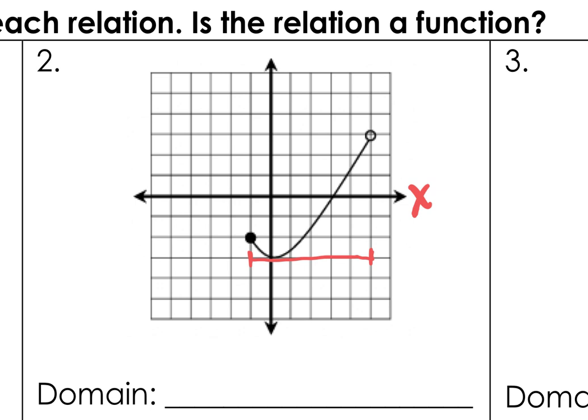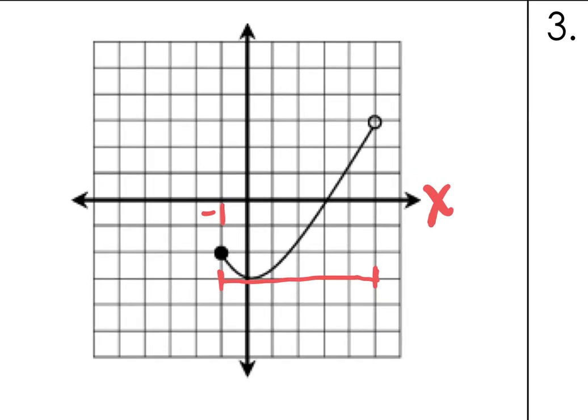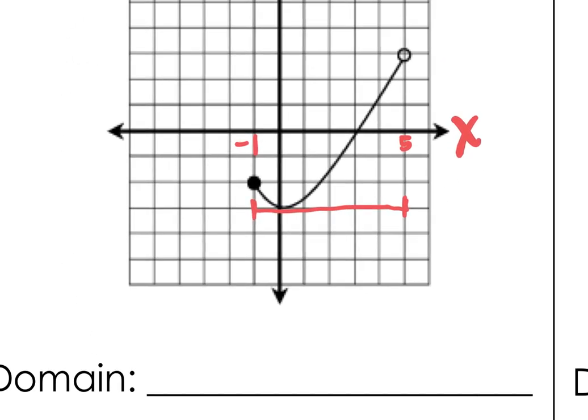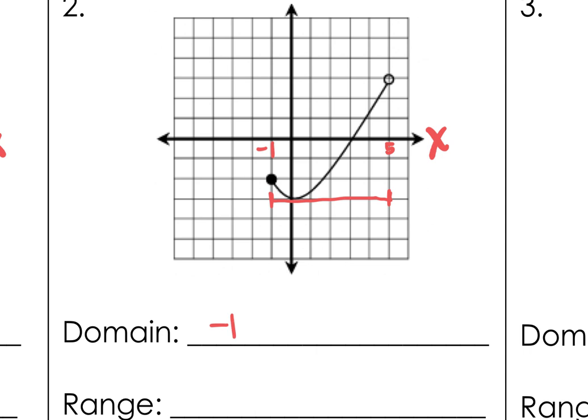What are the x values? If I'm using this x-axis as like a number line, the x value of this point is -1. And then the x value of this furthest right point is 1, 2, 3, 4, 5. So that means these x's will be anything in between -1 and 5. So we will write that as, starting with the minimum, -1 is less than or equal to x.